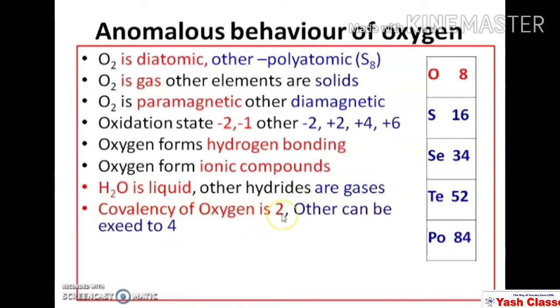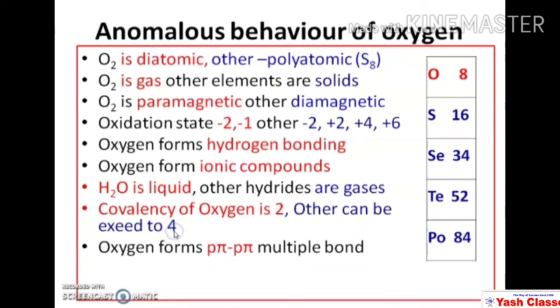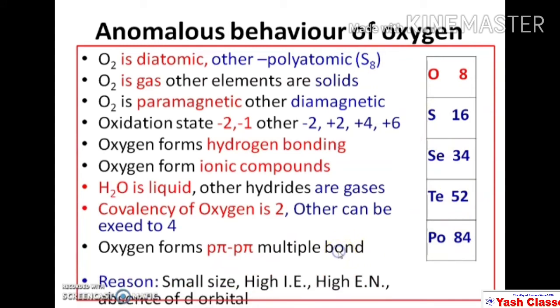Covalency of oxygen is 2 and it cannot be more than 2, but covalency of other elements can exceed up to 4. Oxygen is able to form p-pi multiple bonds, whereas other elements are not forming p-pi multiple bonds.